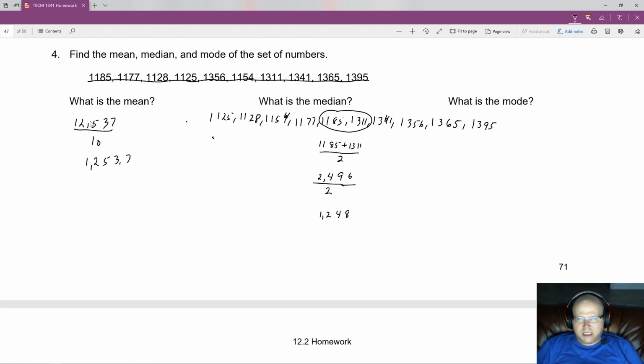Now the mode, since they all only appear once, the mode is there isn't one. Just not applicable, none, there isn't one. However you want to answer that.